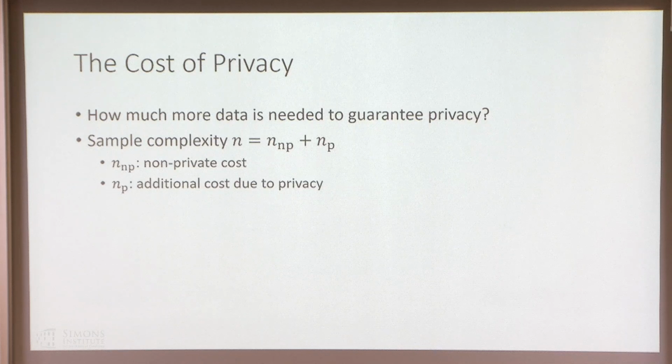So in particular, I will often write sample complexities as a sum of many terms, and often the first term will be the non-private cost, that is the baseline of what we have to pay. And the question is, how big is this additive term, and in what situations is the private cost much, much larger than the non-private cost?